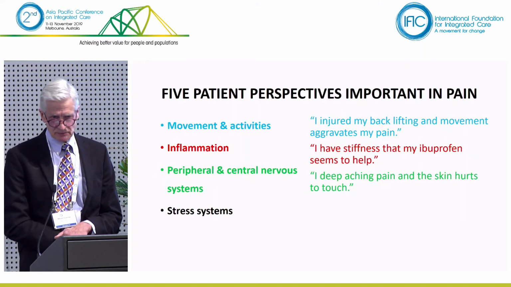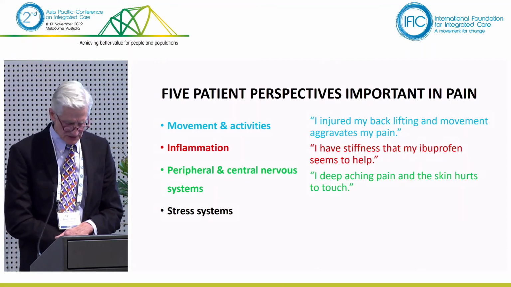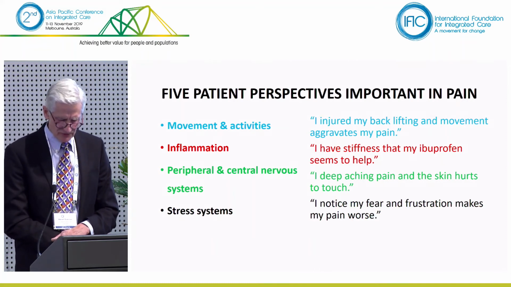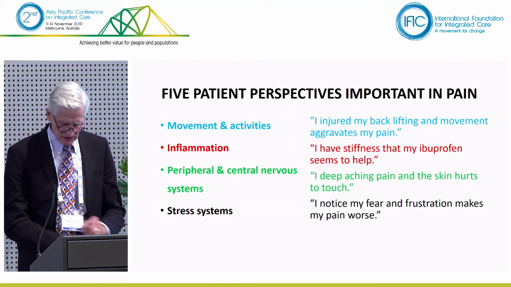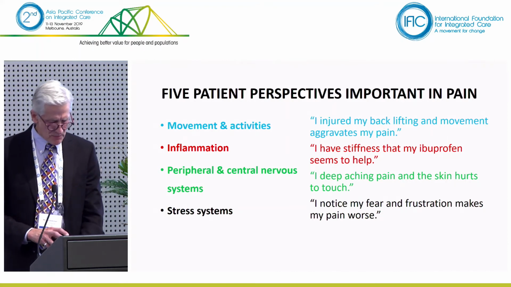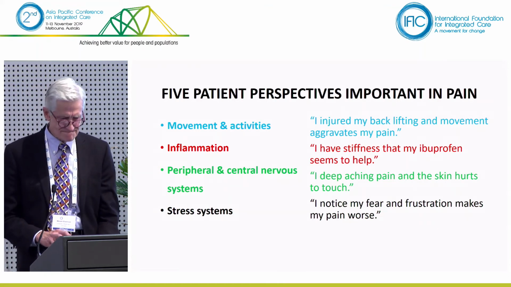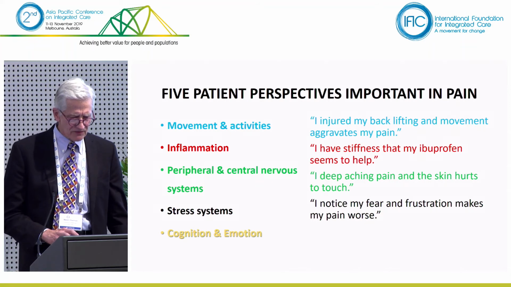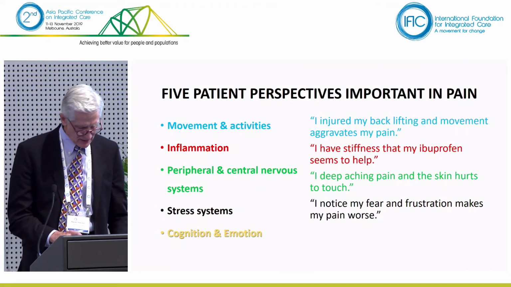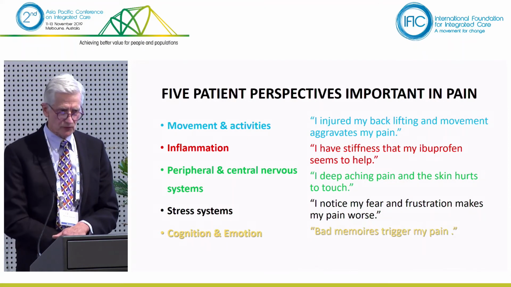The stress systems. We all talk about stress. This includes the adrenal axis and the autonomic nervous system. Patients become aware that their fear and frustration aggravate their pain and frequently notice bodily changes such as cold hands or heart palpitations. Some find that meditation and biofeedback help their symptoms and their pain. Finally, the fifth part is cognition and emotion, which I put together. Traumatic memories can worsen pain, and patients can learn to change their fearful thought patterns.